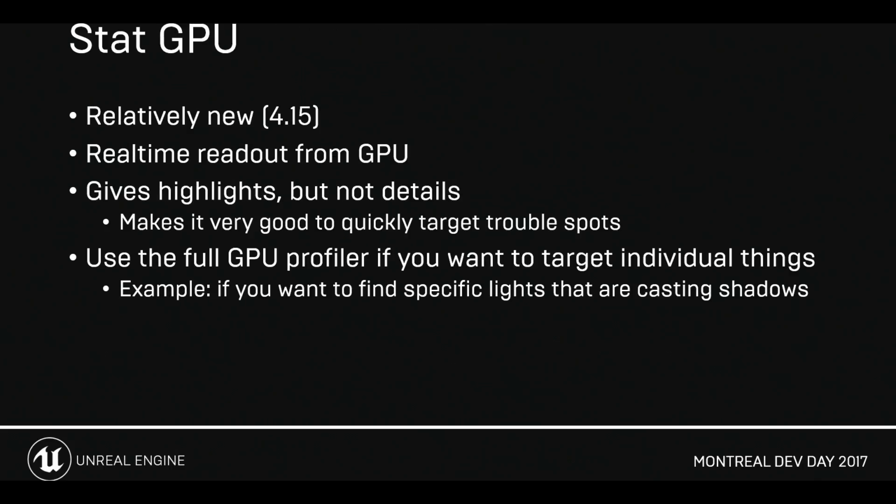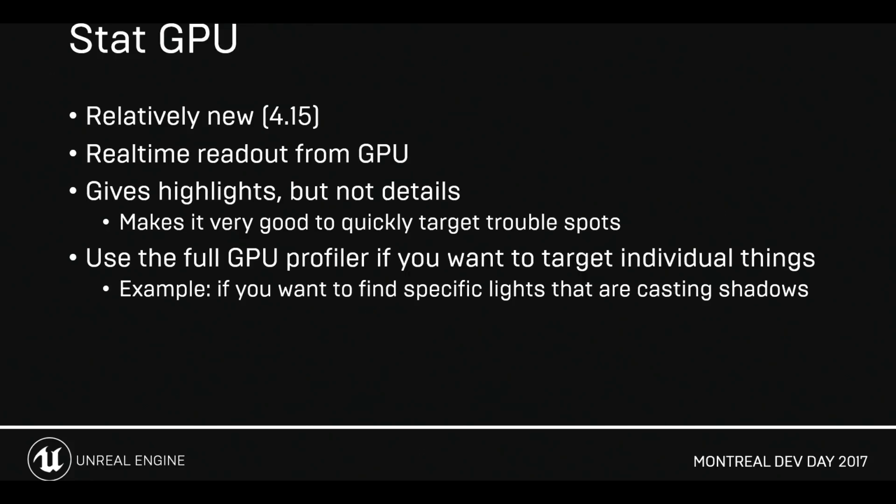Stat GPU is relatively new. It's only been out for a couple of versions. We've got a GPU profiler already in the engine, but this gives you real-time metrics on what the GPU is doing. It's not super detailed, but it can help you get a high-level overview of what things are costing in general terms. So you can see, oh, my shadowed lights are costing a whole lot of milliseconds. I should look into that. So you can start maybe pulling back on the number of shadows you're casting into the scene.